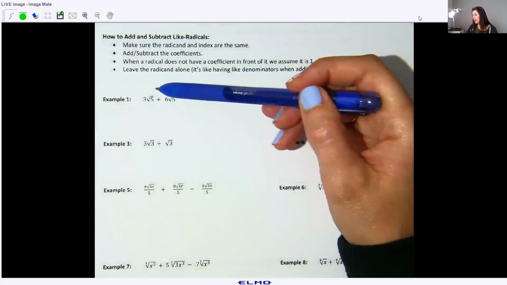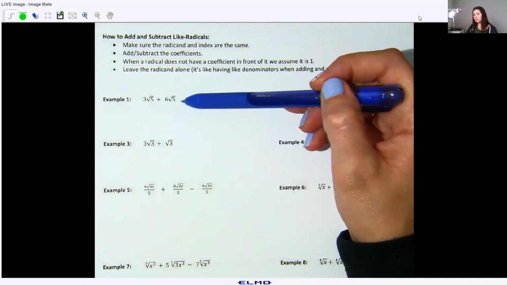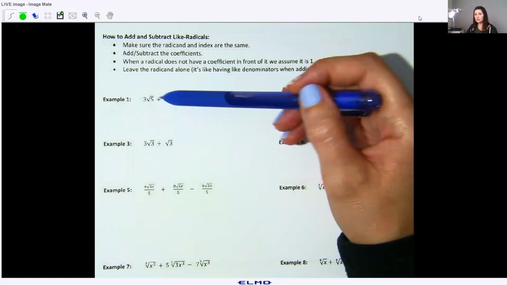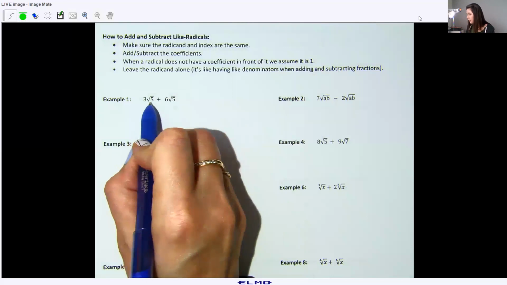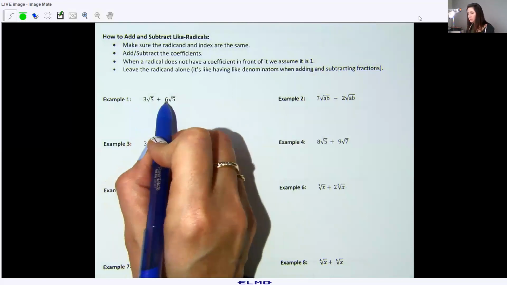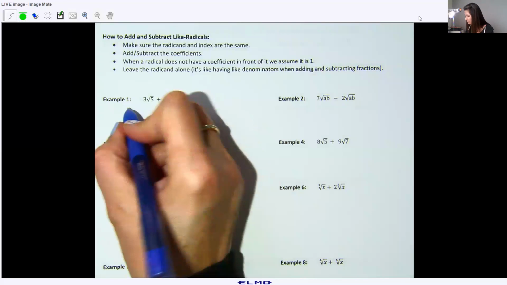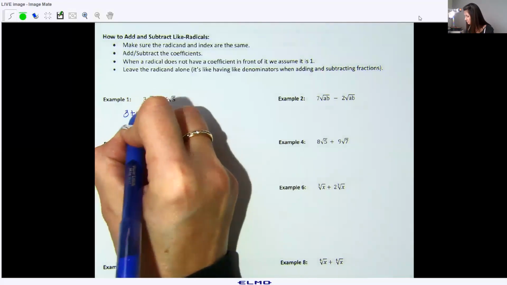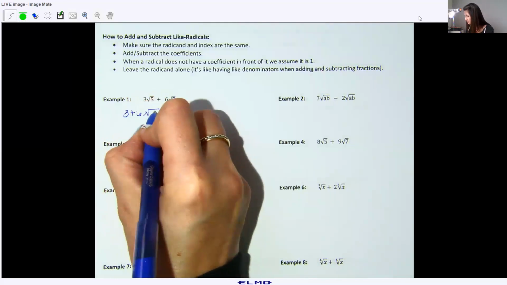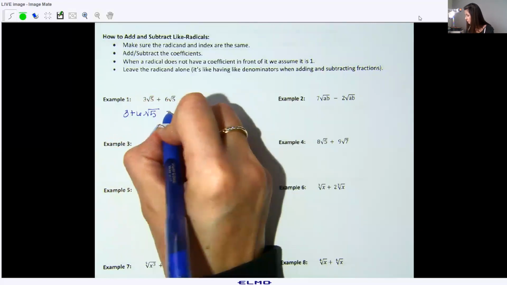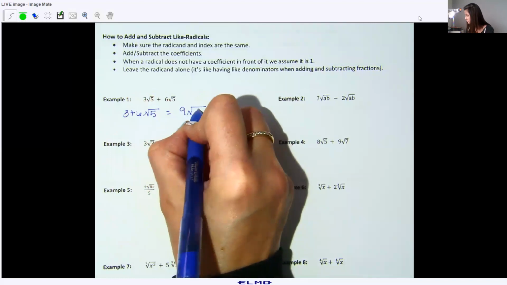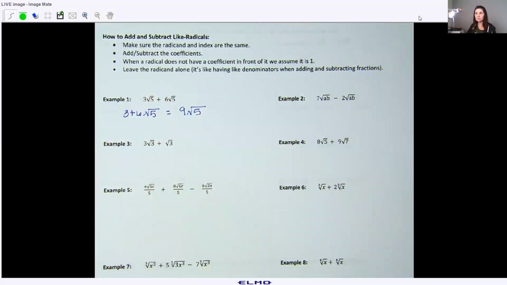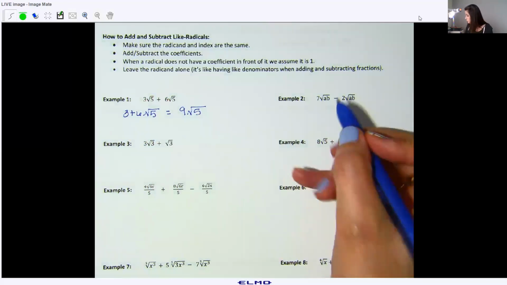So you see how we have the square root of 5 here? That will not change. So let me show you how this works. Since our radicand and index are the same, we are just going to add the coefficients together. Okay, 3 plus 6 is 9. So our answer is 9 square root 5. It's as simple as that. Okay. All right, let's go to example number 2.